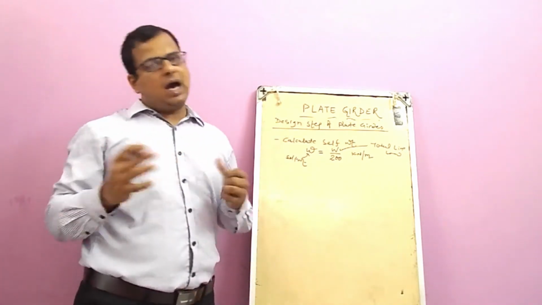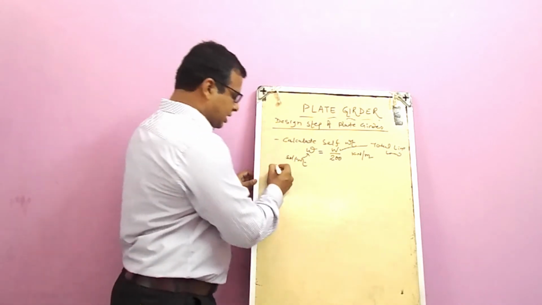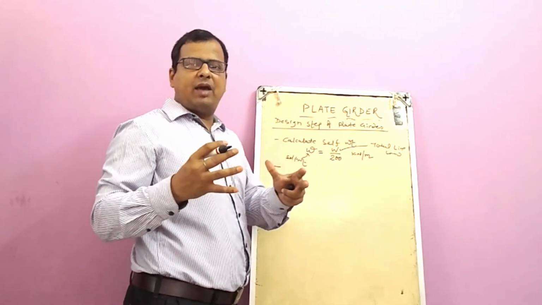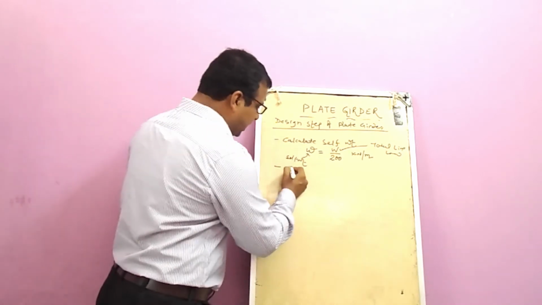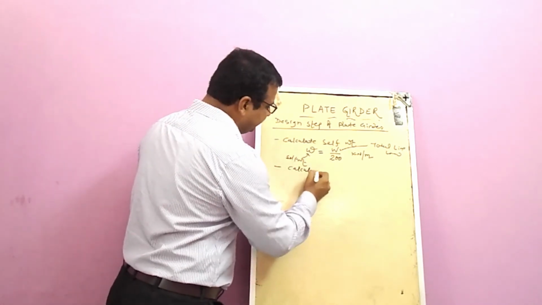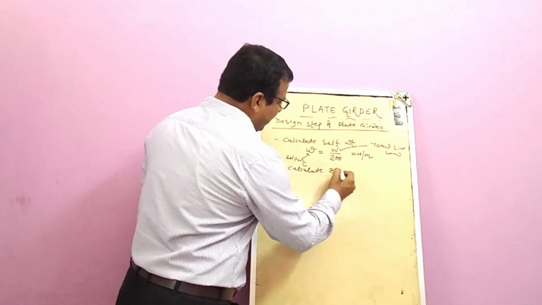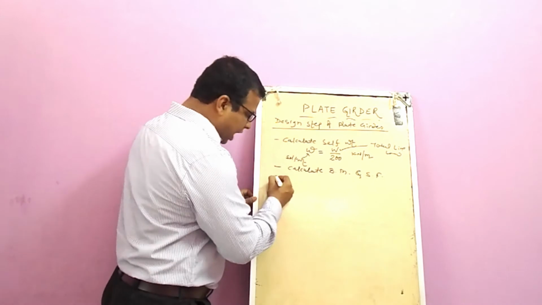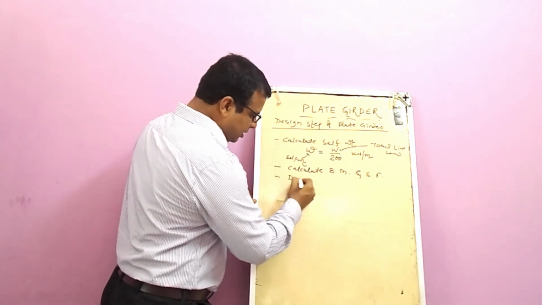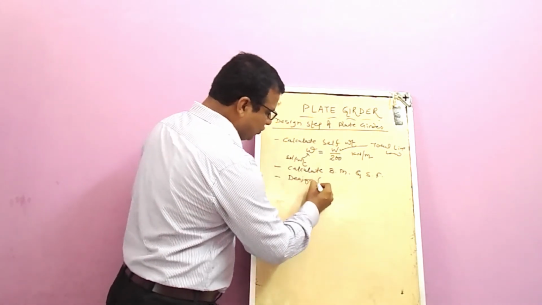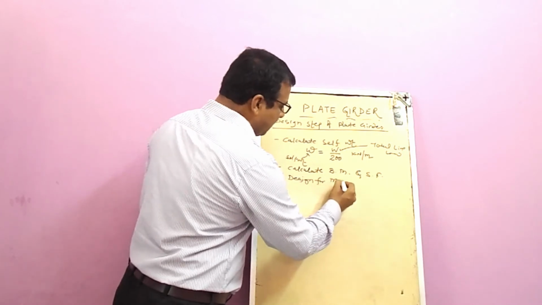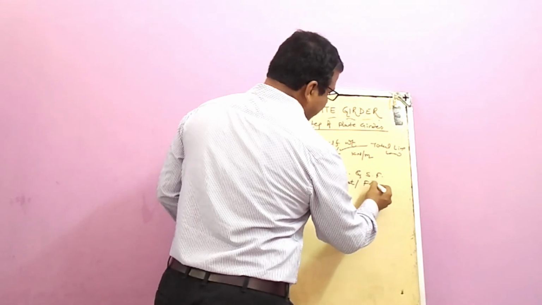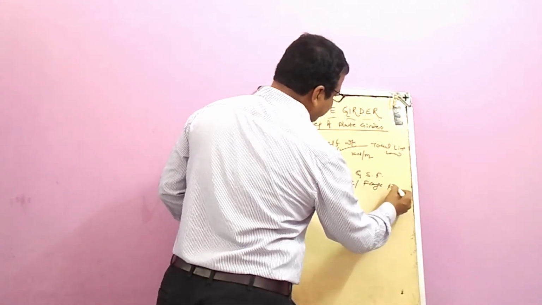Now we know the live load, then we will add these and multiply by 1.5, then we will calculate the bending moment and shear force. Now design for moment, or flange plate.